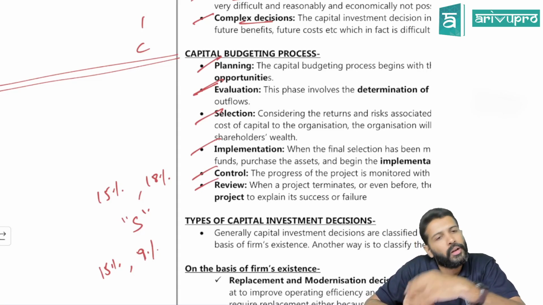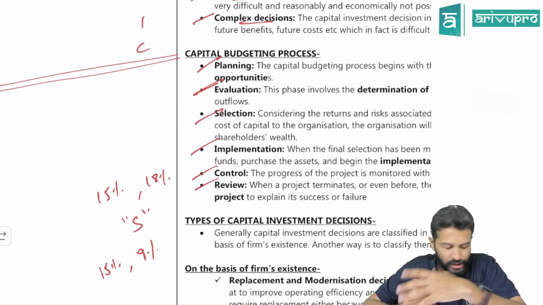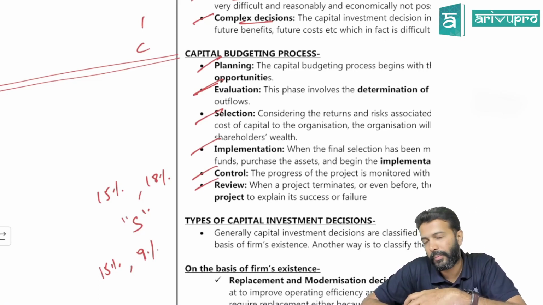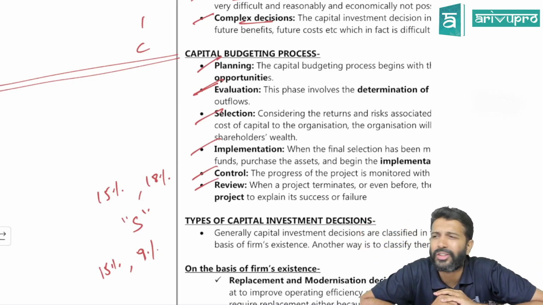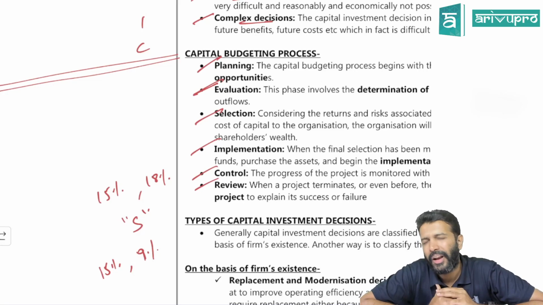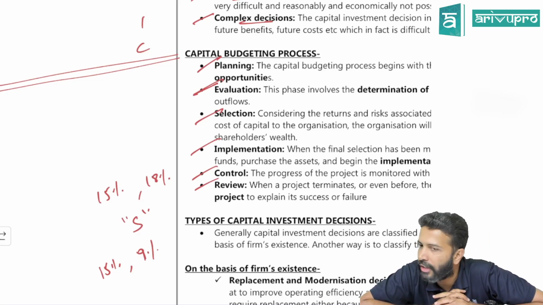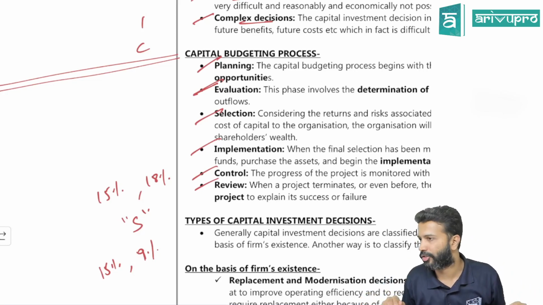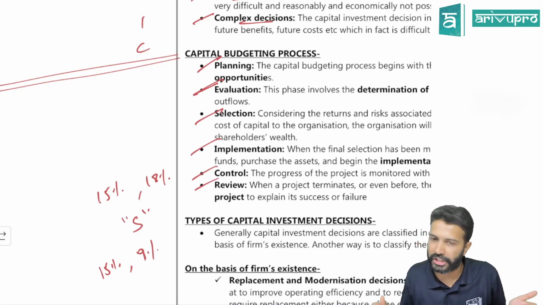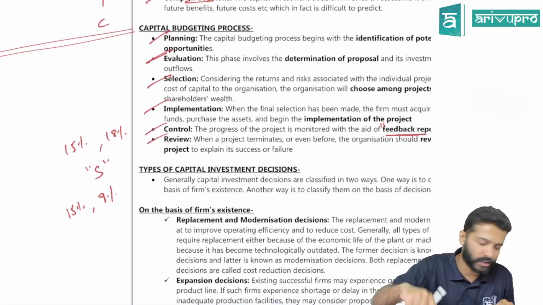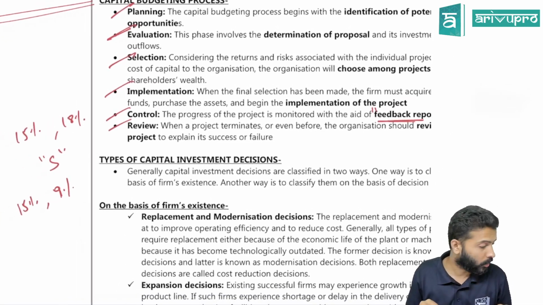Then you control the project. This is continuously checking the project to see whether it is going on the right track. It could be done through one of the means known as feedback reports. Lastly, finally review whether the project is a success or a failure, depending on your expectations. What was your expectation and did you achieve that or did you not achieve that? That tells you whether it is a success or a failure. Easy peasy. Can I go for the next one?